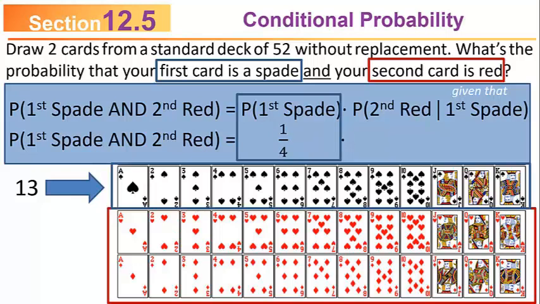What about the probability of the second one being red, given that the first one's a spade? This is a little tricky if you don't think, because you're drawing without replacement, which means if you draw out a spade, you're not putting it back in.